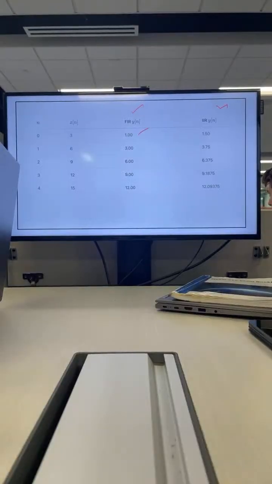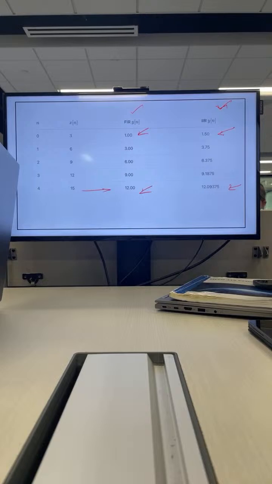So now you can see that y of n, for the given data, compare it with the FIR. Here it is 1.5, and 12 here and 12 point. For the data 15, it will be 12 and 12.095. So this IIR tends to be more accurate, closer to the real value compared to the FIR.